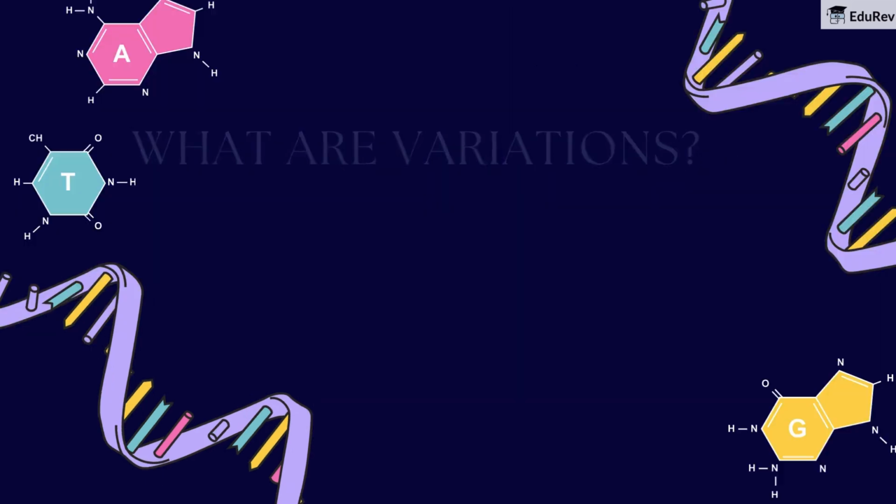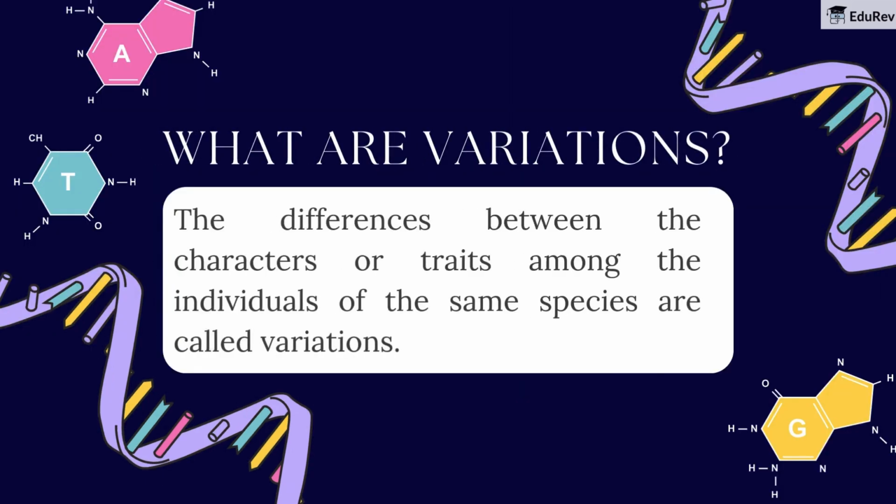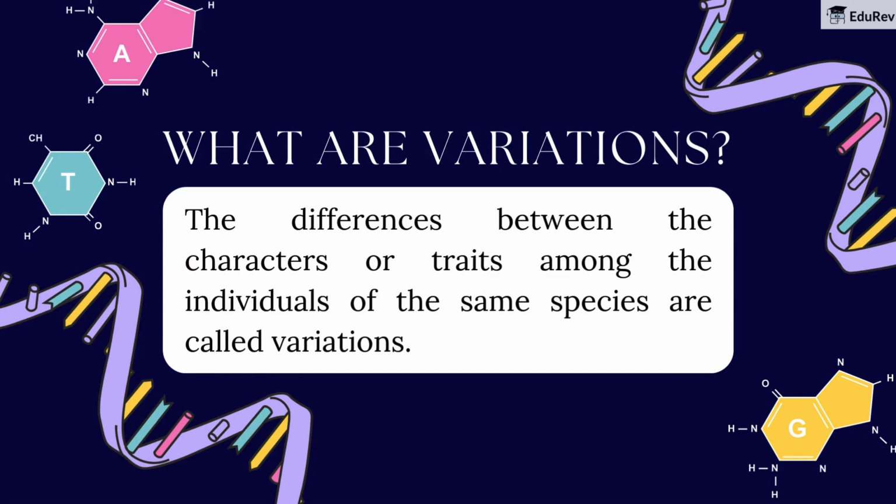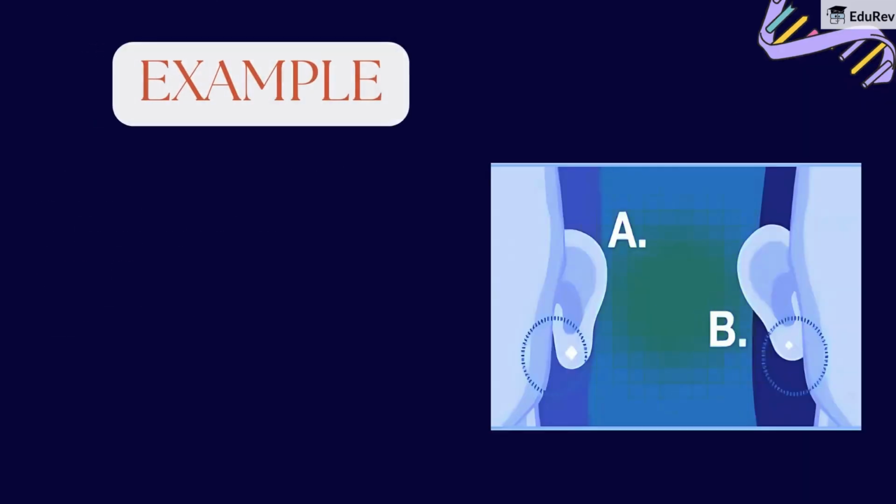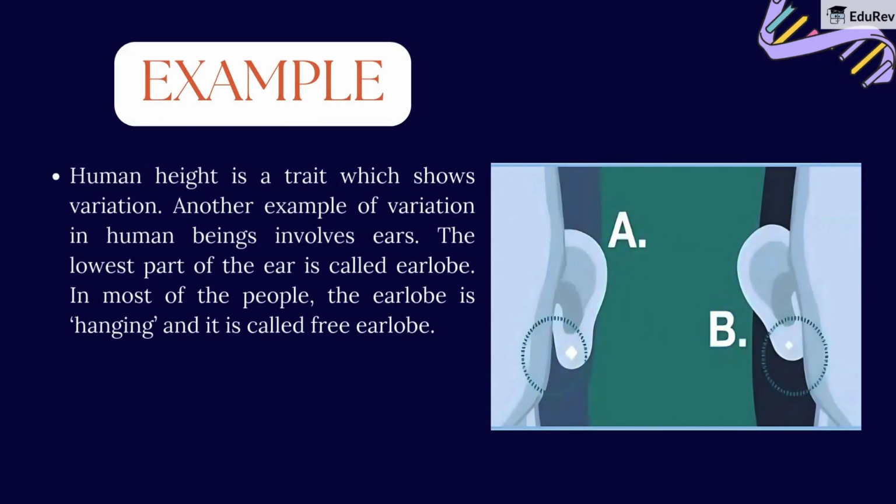Now, what about variations? The differences between the characters or traits among the individuals of the same species are called variations. For example, human height is a trait which shows variation. Another example of variation in human beings involves ears.